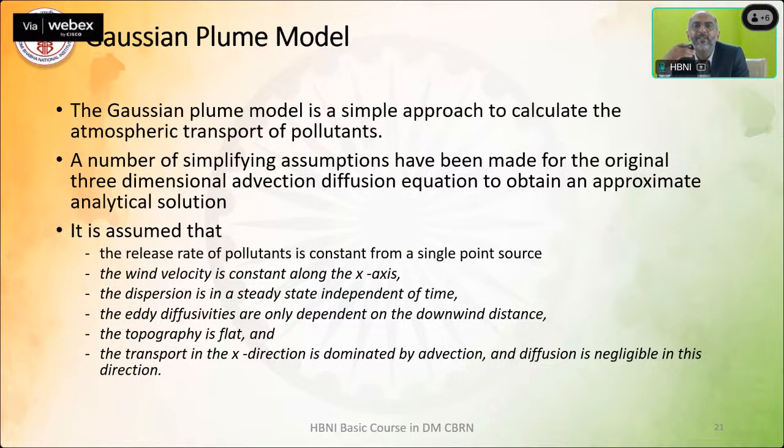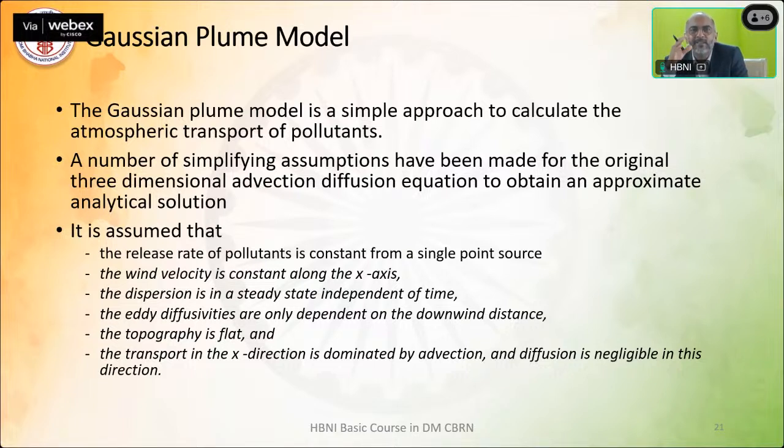In general, if it is being released in an atmosphere which is free of local impacts, you can generally use a Gaussian plume model, okay. And it has its own limitations, in that a number of simplifying assumptions have to be made for the original three-dimensional advection diffusion equation to obtain an approximate analytical solution. Because if you want to make it simpler when solving these three-dimensional diffusion equations, you have to make many simpler assumptions. And some of the assumptions I put here.